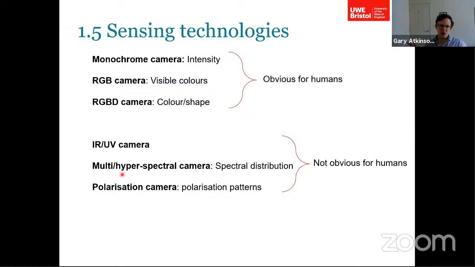What's not so obvious though are things like multi or hyperspectral cameras. These are cameras where you don't just get an intensity, for example, this much blue light, this much green, this much red. In a hyperspectral camera, you get the full spectral response of a particular surface at your fingertips. It's not obvious that would be useful because our eyes aren't sensitive to it, but it is useful, and it's finding more and more applications. For example, it's useful for sorting different types of plastics for recycling because they have different reflective properties in different wavebands.